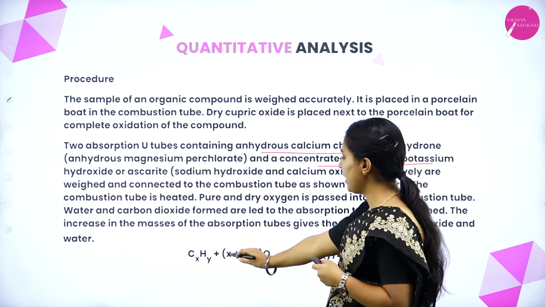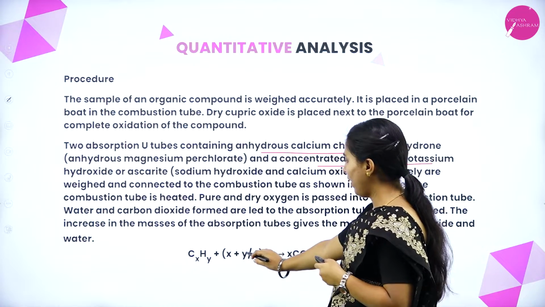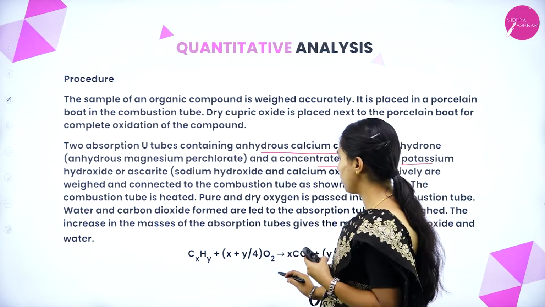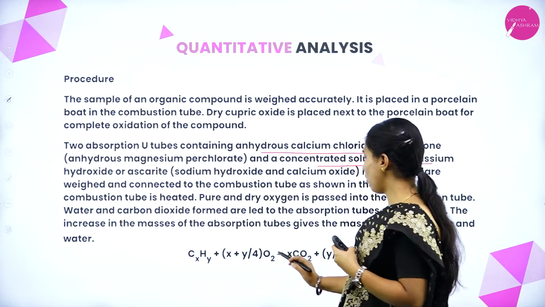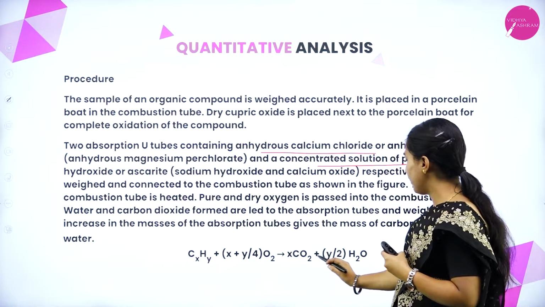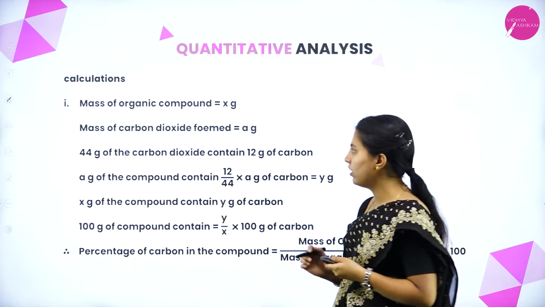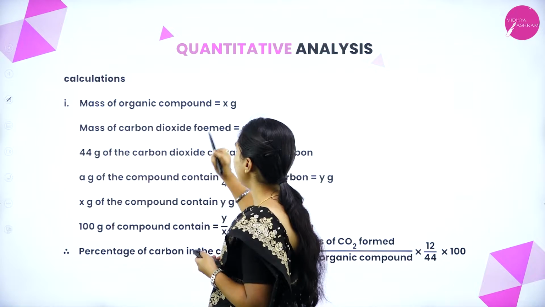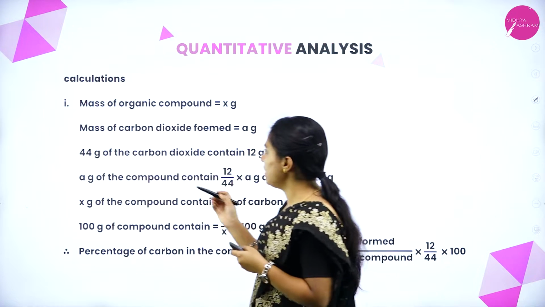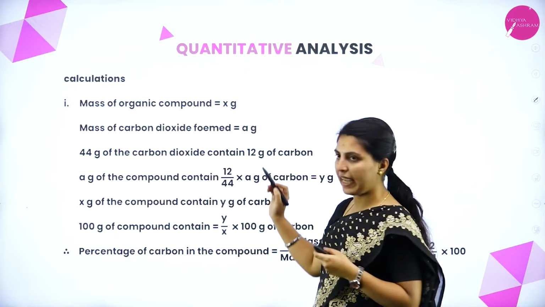Here X means carbon, Y means hydrogen, and the overall composition is plus Y by 4 oxygen. Carbon dioxide will form here, and water will form. Next, calculations. The mass of organic compound will be X gram. The mass of carbon dioxide formed is A gram.